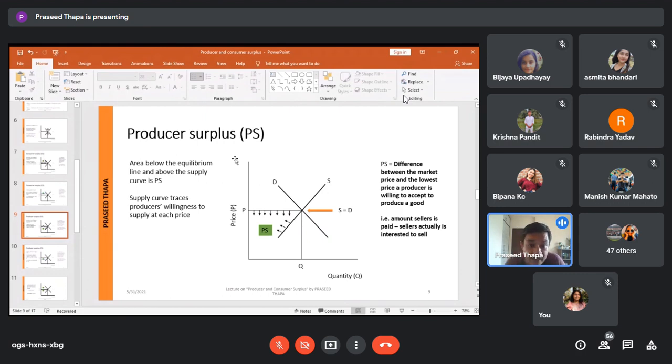Now, how can you define that? The area below the equilibrium line, see, the downward arrow is shown to you here. What do all the arrows show? Going down, not going up, going down. And the area above the supply curve. Now, this one goes this way.